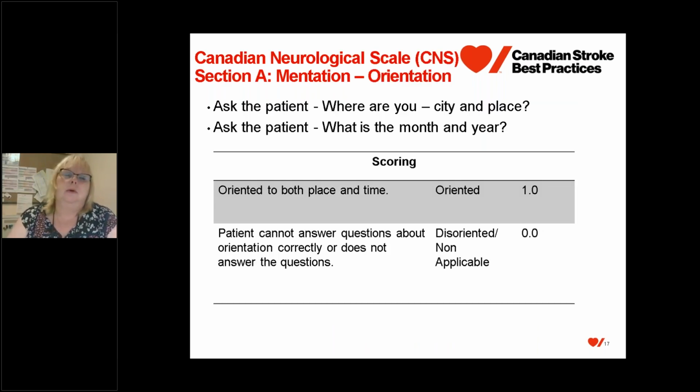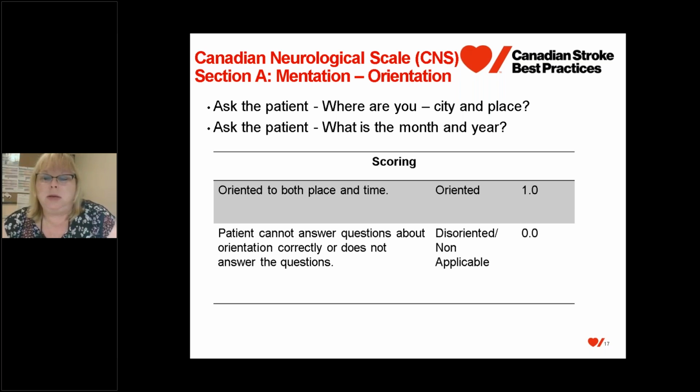We then move on to orientation. Here we assess orientation in 2 domains, to place and time. To assess orientation, we ask the patient, where are they? What is the city? And what is the place? We also then move to ask, what is the month and the year? Here, if it is at the beginning of the month, the first 3 days of the month, the previous month is considered acceptable.